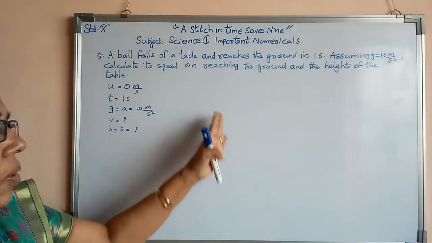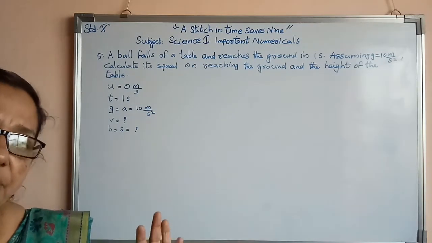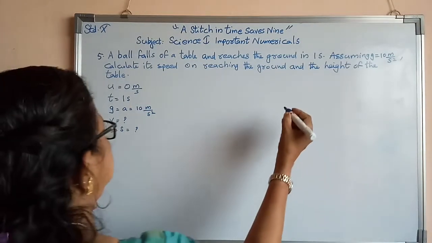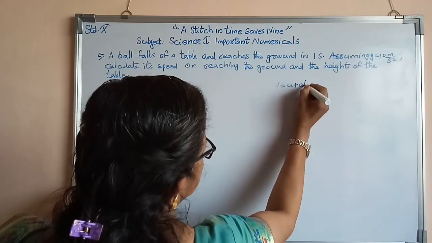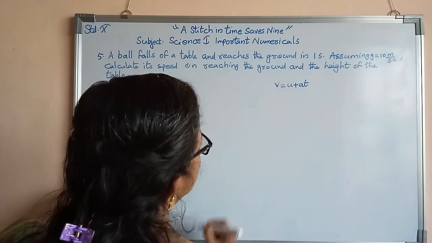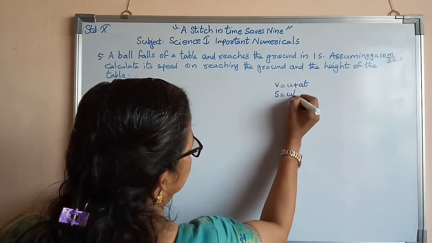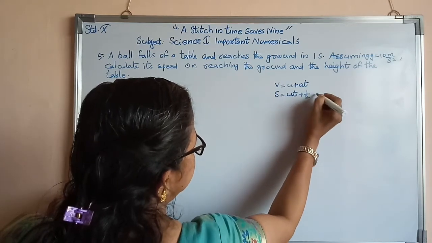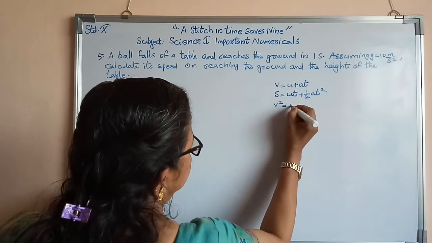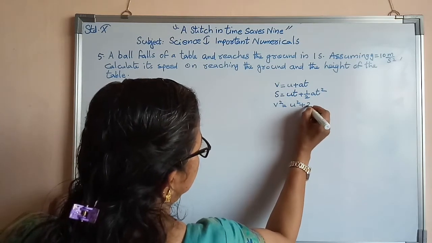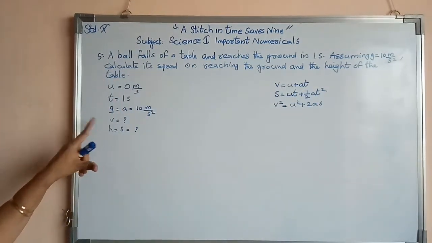For finding that, we have to apply kinematic equations. First I am writing all the three kinematic equations which are suitable for solving. First one, v is equal to u plus at. First kinematic equation, v is equal to u plus at. Second one, s is equal to ut plus half at square. Third one, v square is equal to u square plus 2as.